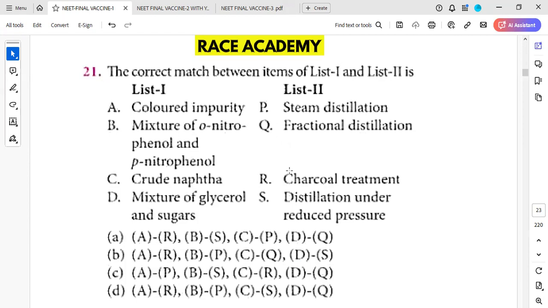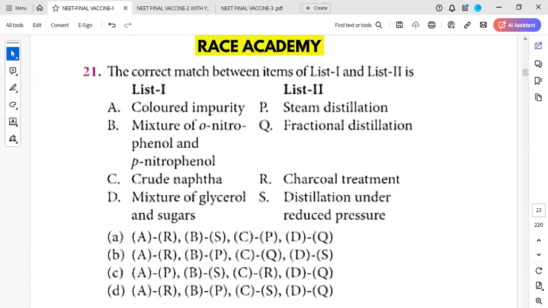So A is R. And when it comes to orthonitrophenol and paranitrophenol, they have hydrogen bonding, so that can be easily identified. That means the compounds are purified using steam distillation. Yes, steam distillation. So steam distillation is the answer, B–P.